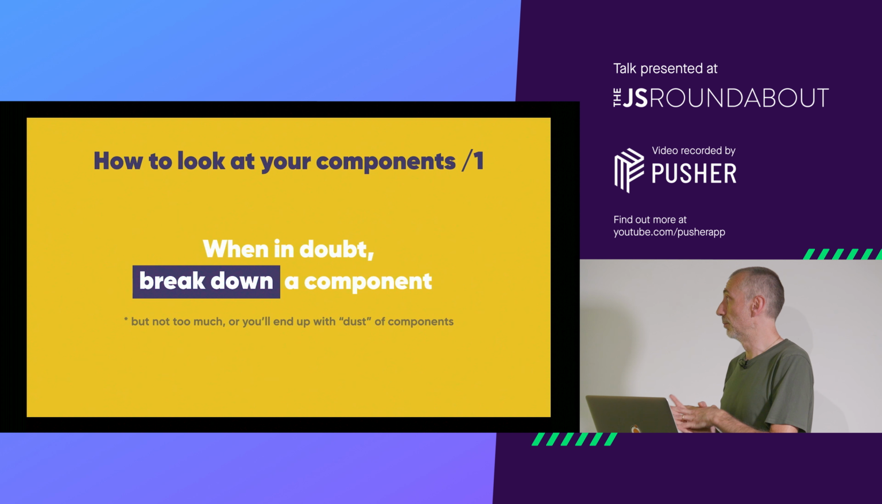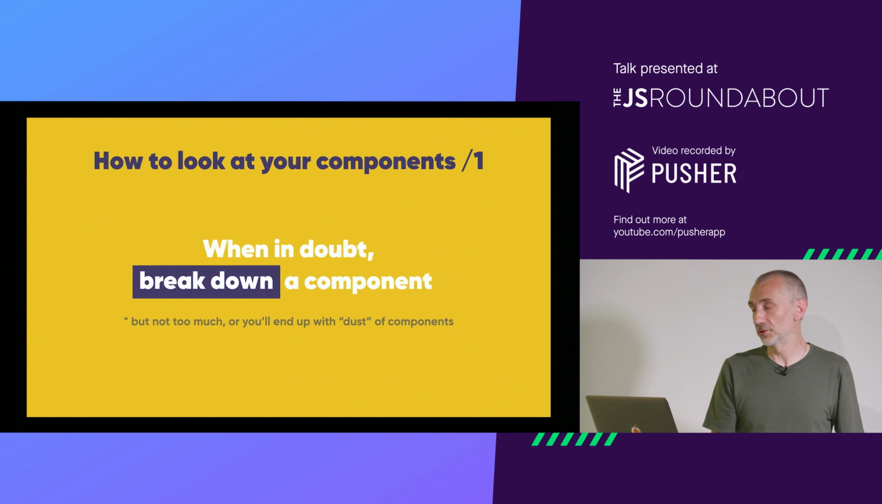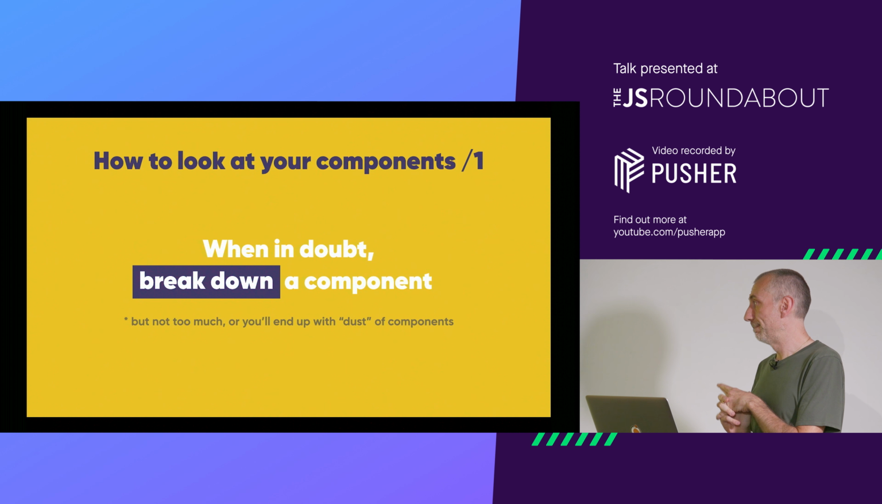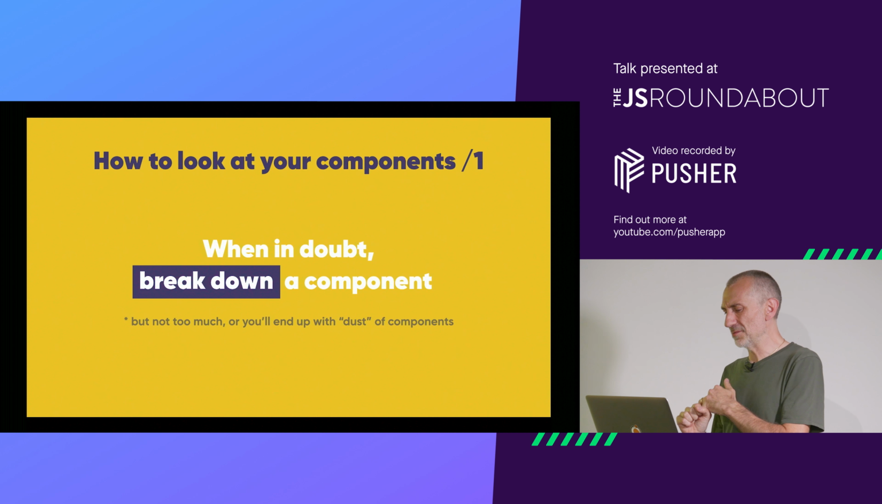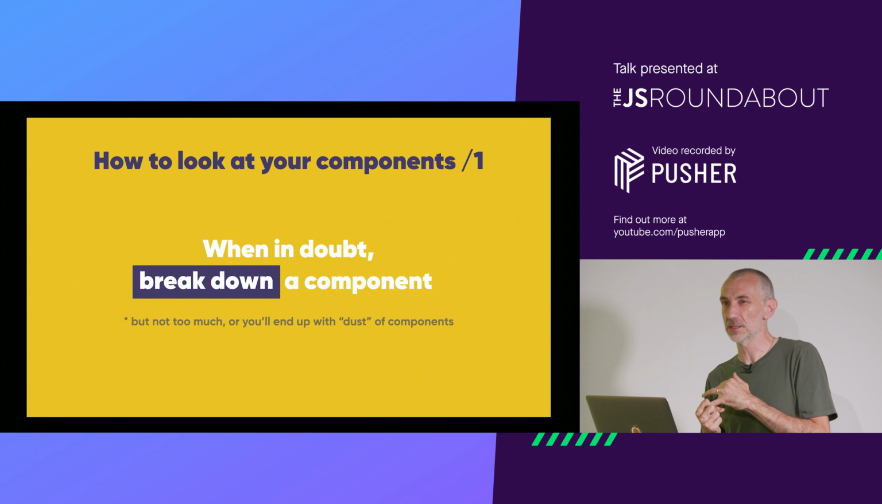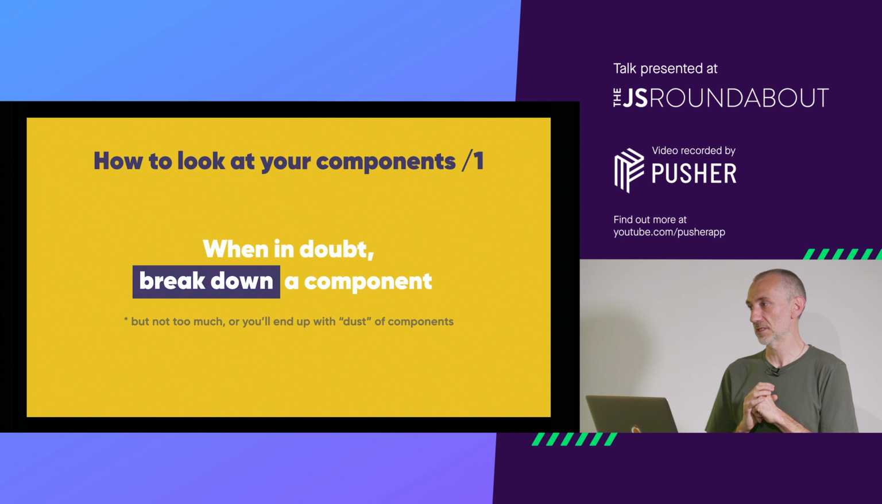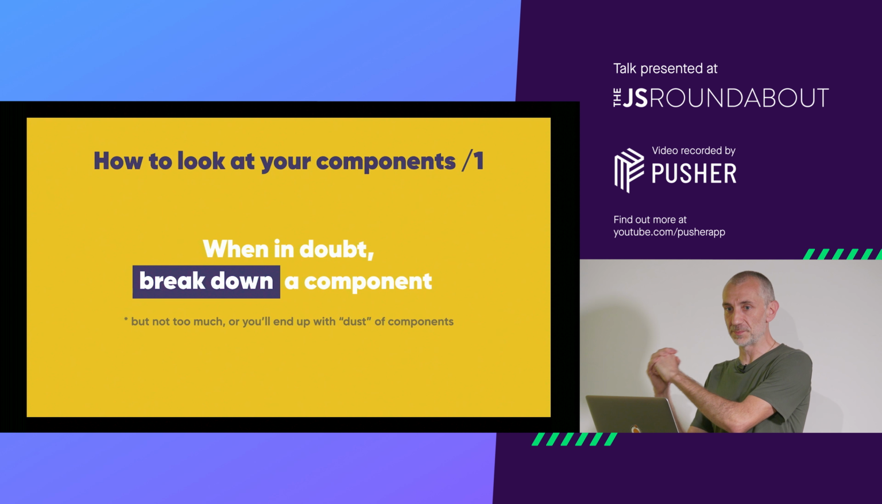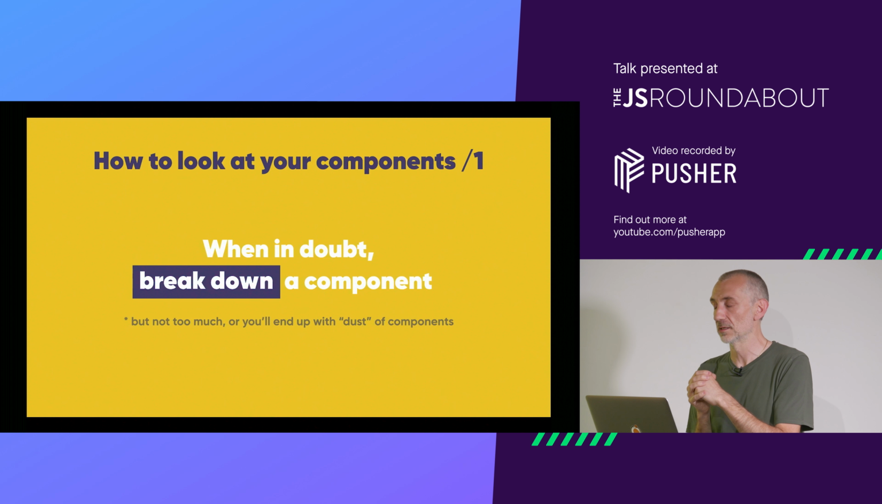So how to look at your components? They already told you, break down components, not too much. You end up with dust. What does it mean, break down a component? It means as a CSS developer, we have this approach. I have a button. And then we say, but when I use this button in this context, instead of red it is blue. Okay, you have two ways.